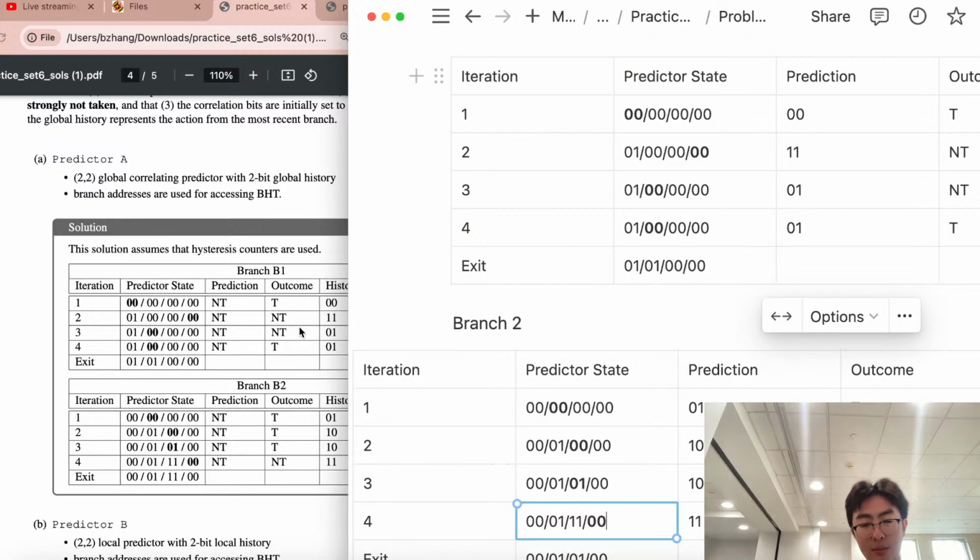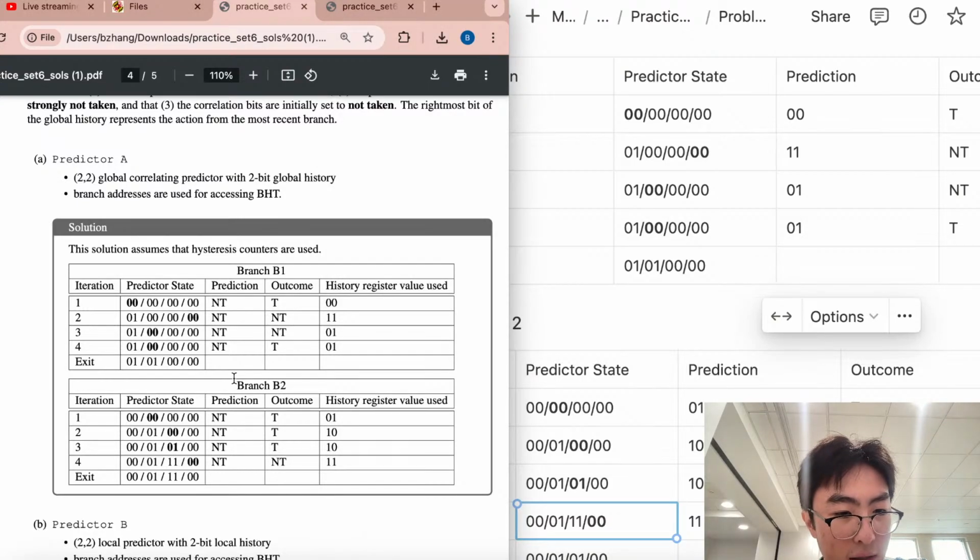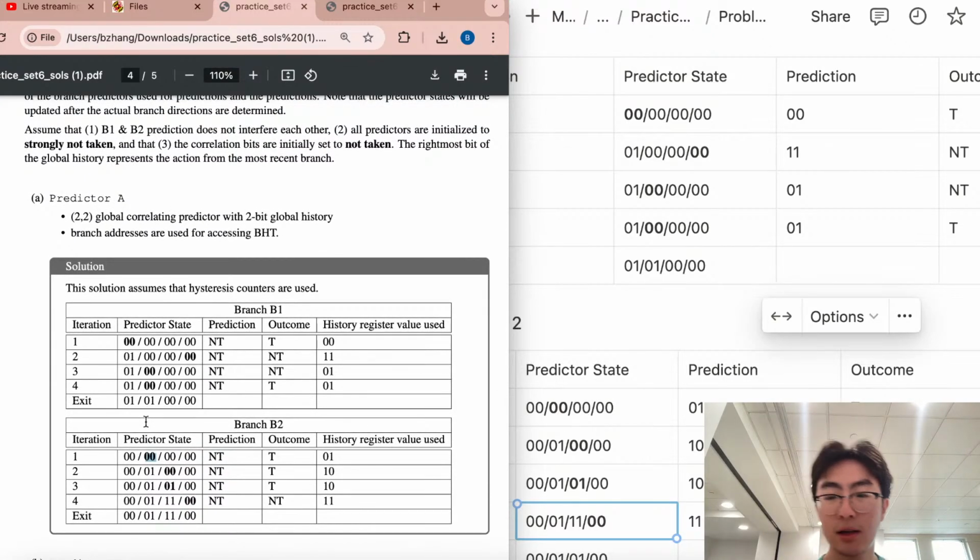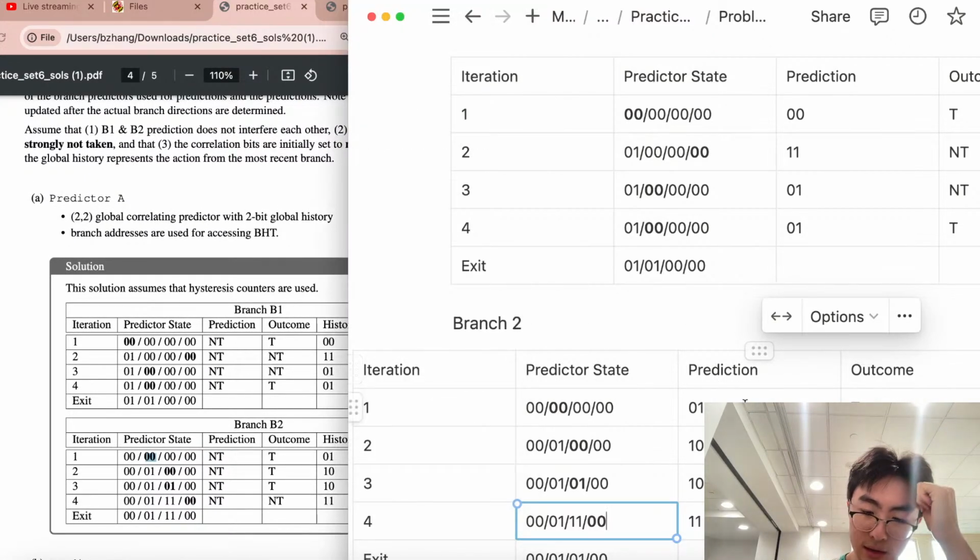Oh, but I didn't get the prediction right. Why is the prediction always not taken? Okay, so you just look at the predictor values then. I guess that makes sense. Okay.